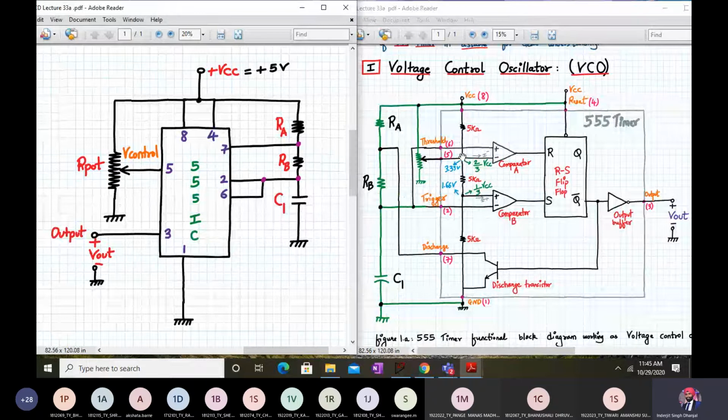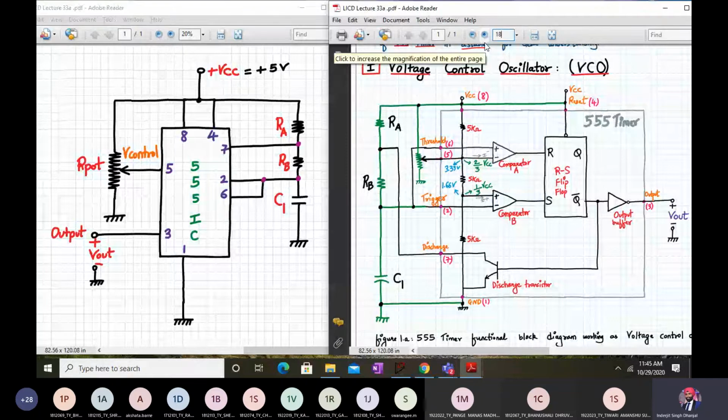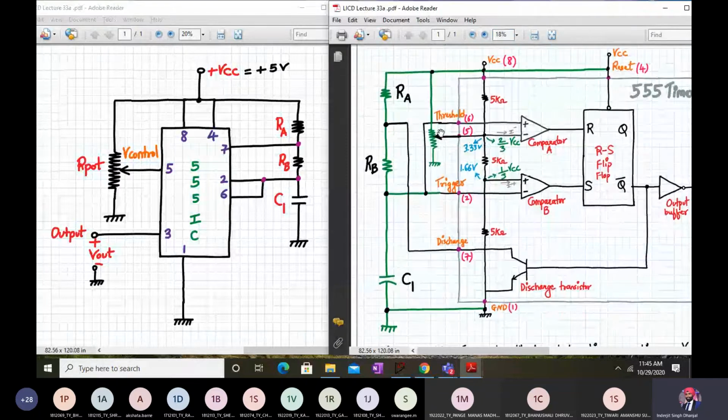In the same way, I have transferred this information in this block diagram, as you can see over here. So pin number 5 was internally set. Let me expand this slightly so that I can show the relevant part. As you can see, internally it is set at 3.33 V by this voltage divider, because of these three 5 kilo ohm resistors, 2/3 of VCC.